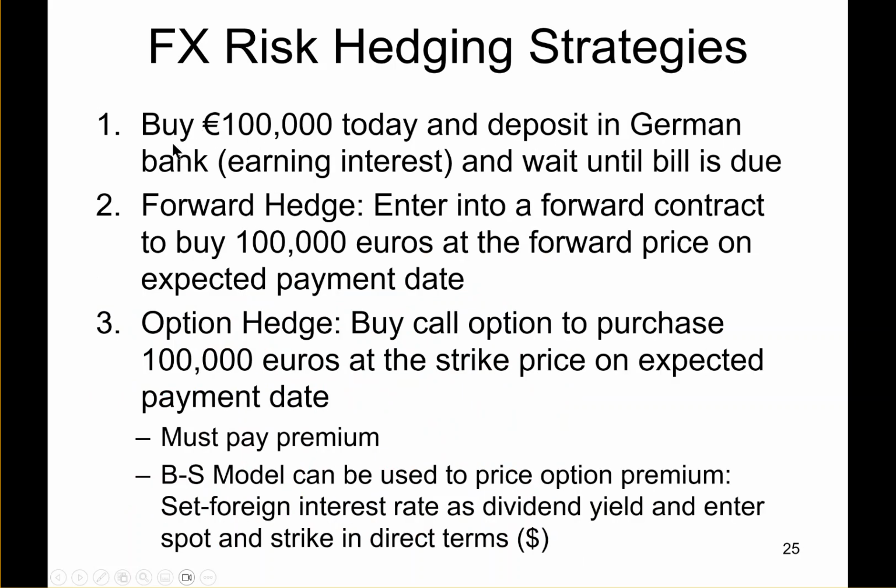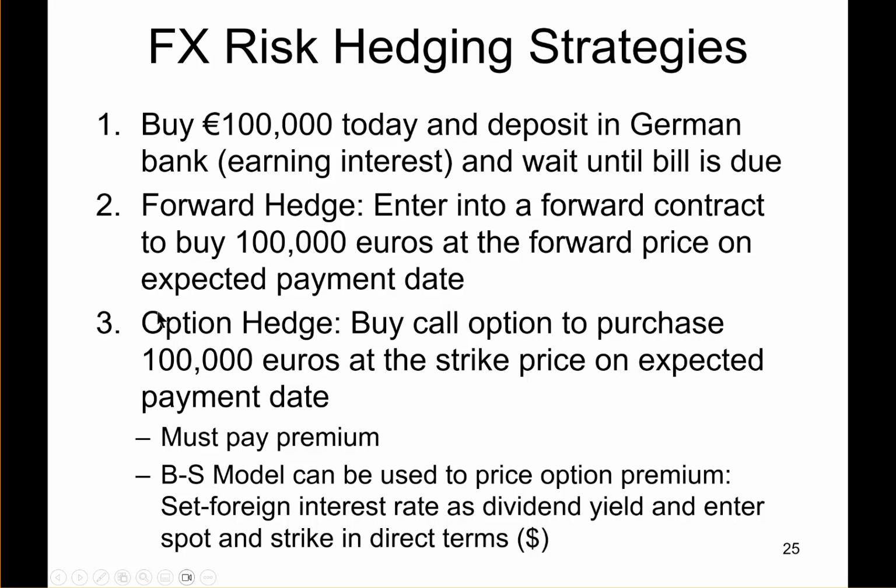So how could I hedge this? Well, you could have done a few things. You could have bought 100,000 euros at the beginning of the year, deposited them in a German bank, earning interest, and waited till the bill's due. That's one way of doing it. But you could also enter into a forward contract to buy 100,000 euros at the forward price on the expected payment date.